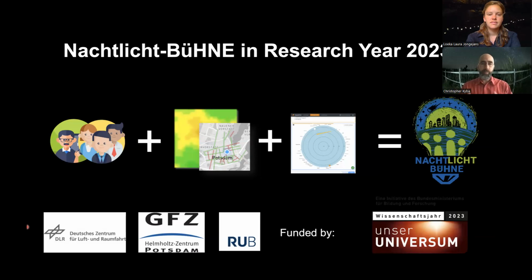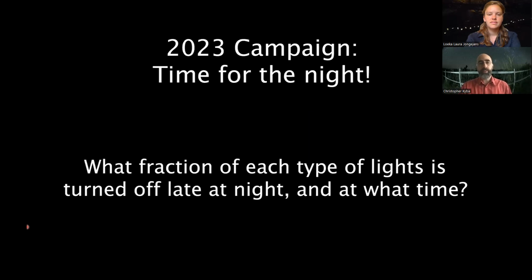We have the same two projects on night lights and on fireballs, but we're doing an expansion on the project. And there's now a slightly different constellation of research institutions involved. This time it's funded by the German Ministry of Education and Research under the research year 2023, Our Universe. Our topic this year is no longer what's the relation between the satellite data and what's on the ground, but rather we're trying to understand how lights turn off late at night and what kind of lights turn off late at night. So our campaign is called Time for the Night.